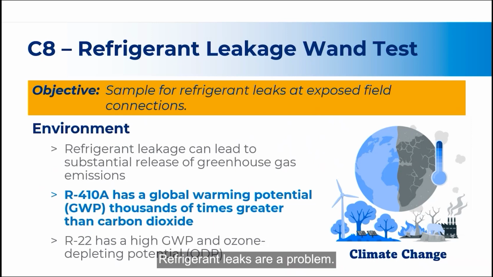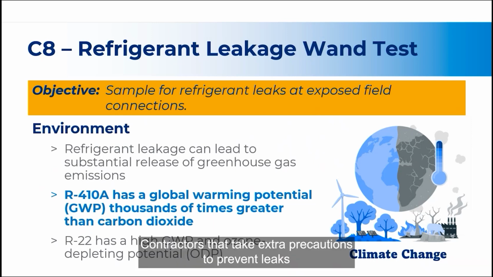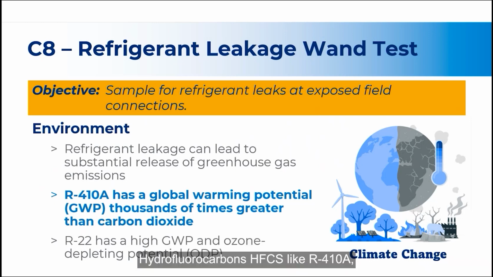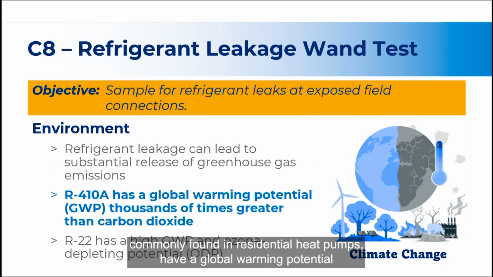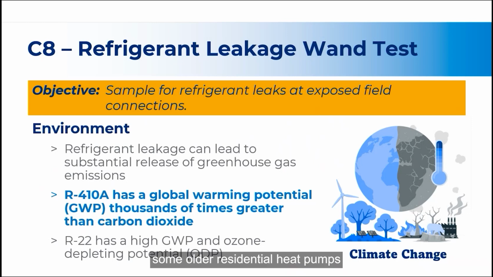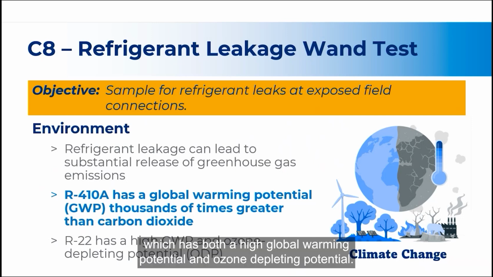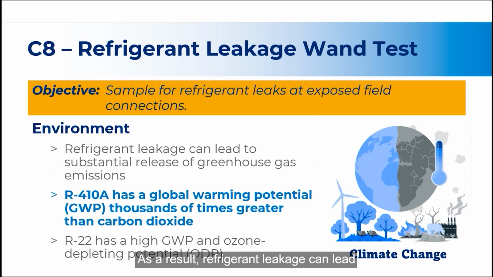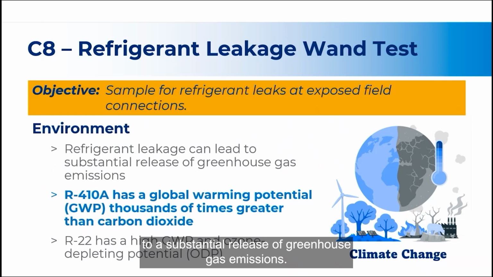Refrigerant leaks are a problem. Contractors that take extra precautions to prevent leaks play a vital role in the fight against climate change. Hydrofluorocarbons, HFCs, like R410A, commonly found in residential heat pumps, have a global warming potential thousands of times greater than carbon dioxide. Some older residential heat pumps may still have HCFCs like R22, which has both a high global warming potential and ozone depleting potential. As a result, refrigerant leakage can lead to a substantial release of greenhouse gas emissions.